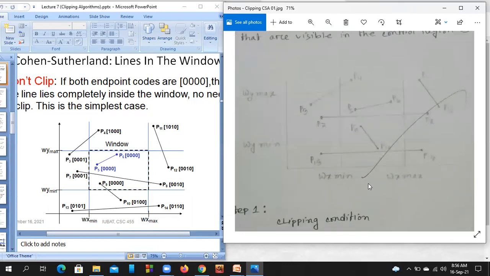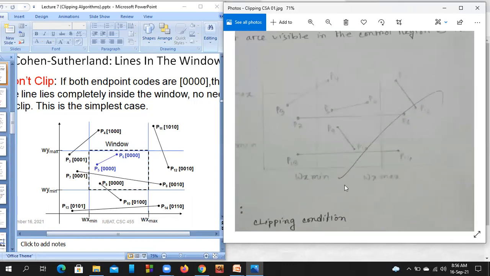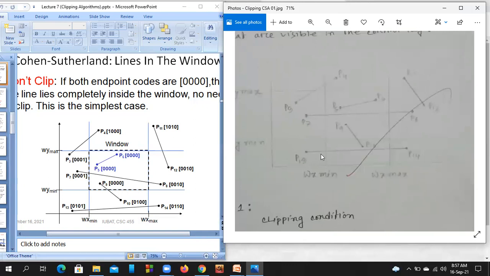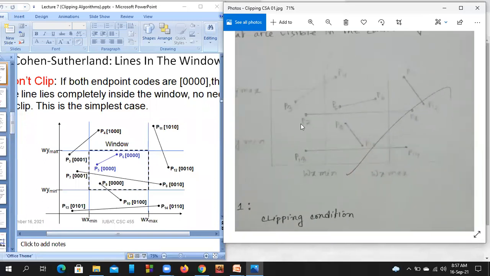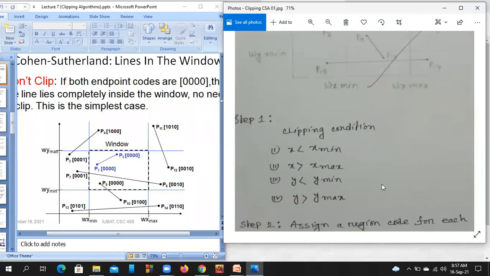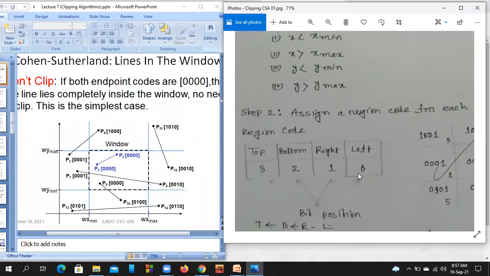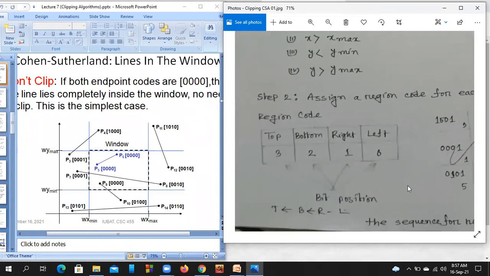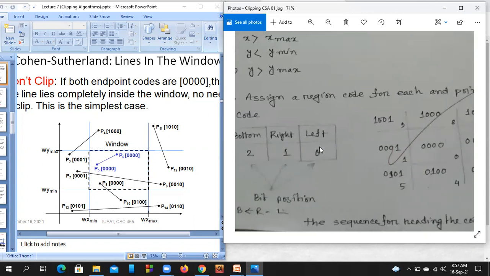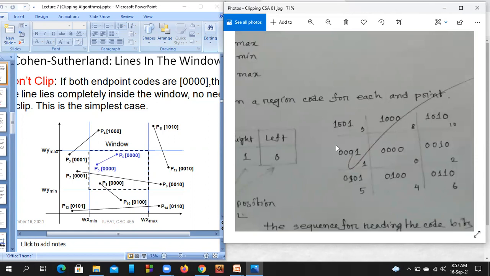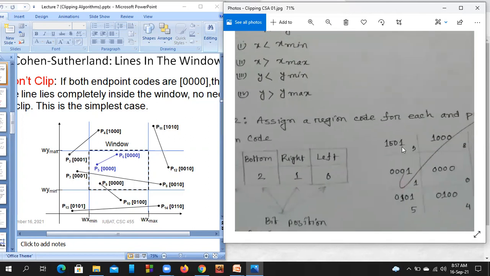On the basis of that, if your x coordinate value is less than x minimum or greater than wx maximum, or less than y minimum or greater than y maximum, this is your clipping condition, the common clipping condition that you define. Then you assign the region code. As you can see, we are assigning the region code according to that position LRBT, and on the basis of that we have assigned it.